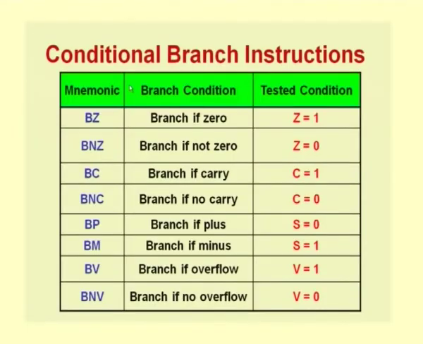Then we also have conditional branch instructions. These are instructions which test the different condition flags which are set. So, you would have something like branch if 0, BZ, and branch if not 0, BNZ. The condition tested here is whether the zero flag is equal to 0 or 1. Similarly, we have branch if carry or branch if no carry; this tests whether the carry flag is equal to 1 or 0. Branch if plus or branch if minus, which could also be given as branch greater than 0, branch less than 0, basically tests the sign bit. Similarly, branch if overflow and branch if no overflow test the overflow bit. So, these are the different conditional branch instructions that we look at.